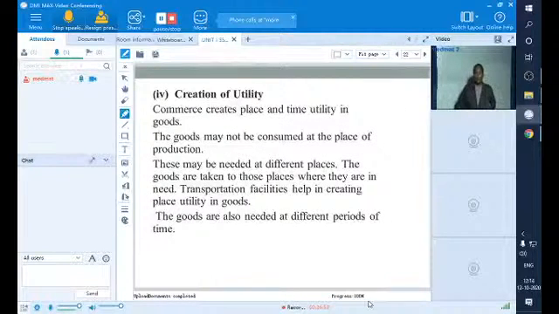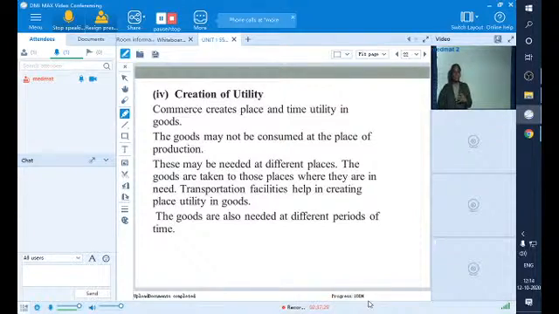And the fourth one is creation of utility. Commerce creates place and time utility in goods. So they will send the goods at a particular time to a particular place. Commerce creates place, meaning in which place I need to go and give the goods, and time, meaning at what time I need to give the goods to the customer. So commerce creates place and time utility in goods.